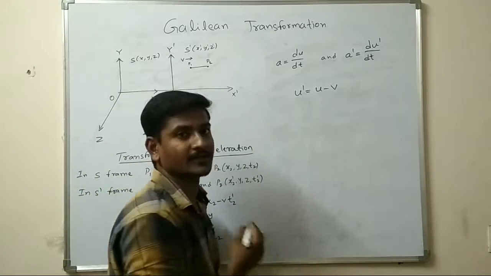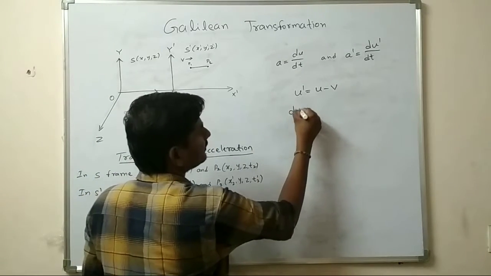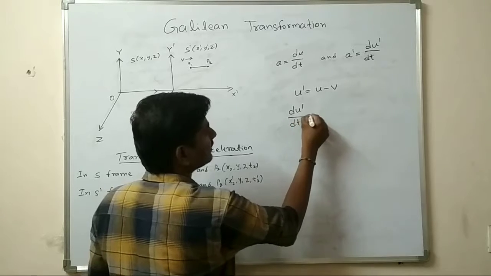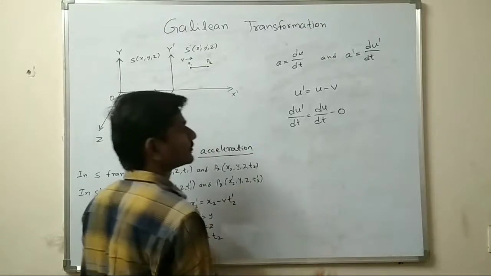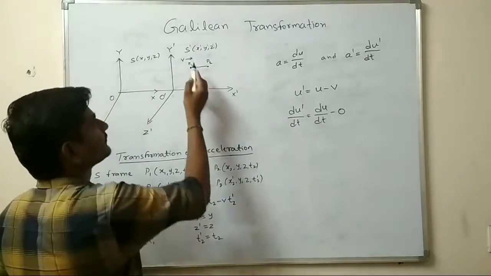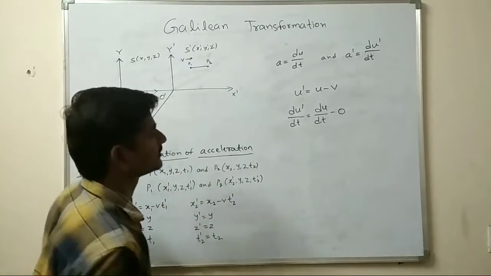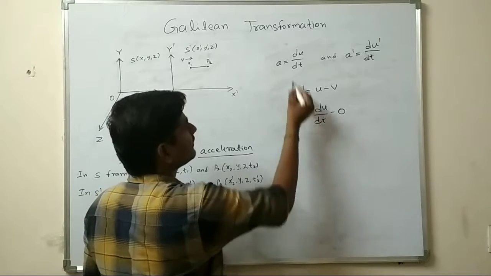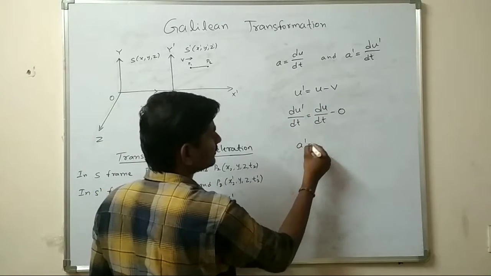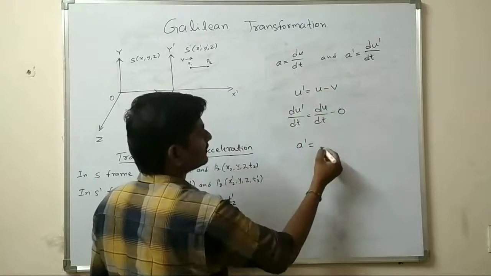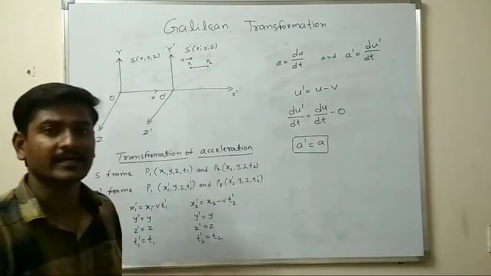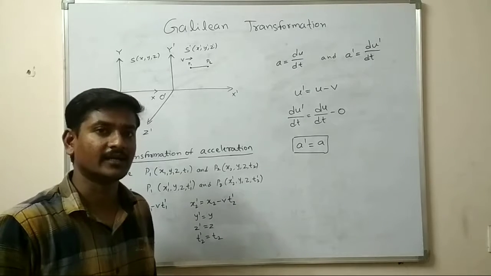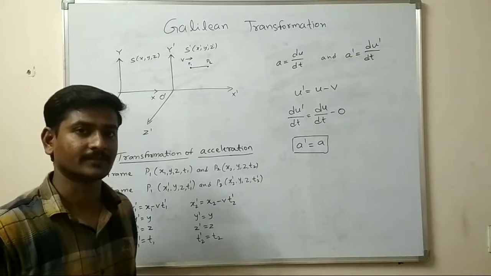Differentiating this equation with respect to time, we get du dash divided by dt equal to du divided by dt minus 0, because v is constant. Differentiation of any constant is 0. du dash divided by dt is nothing but a dash. du divided by dt is nothing but a. Therefore, we can say that the acceleration is invariant under Galilean transformation.